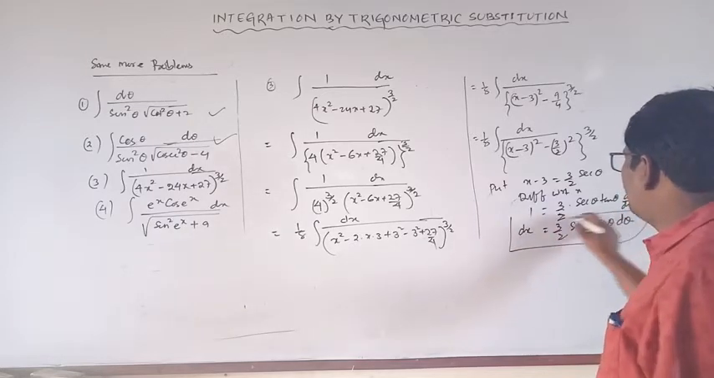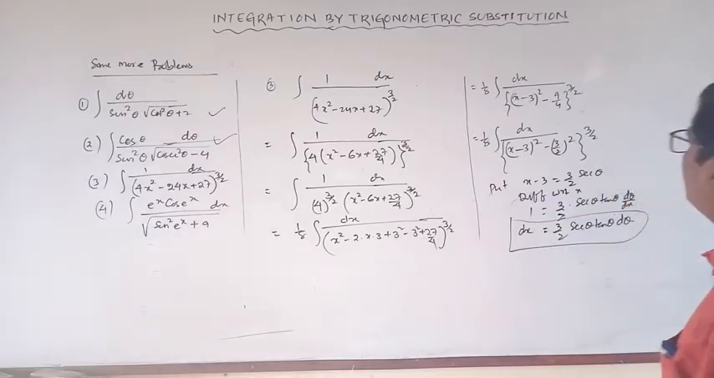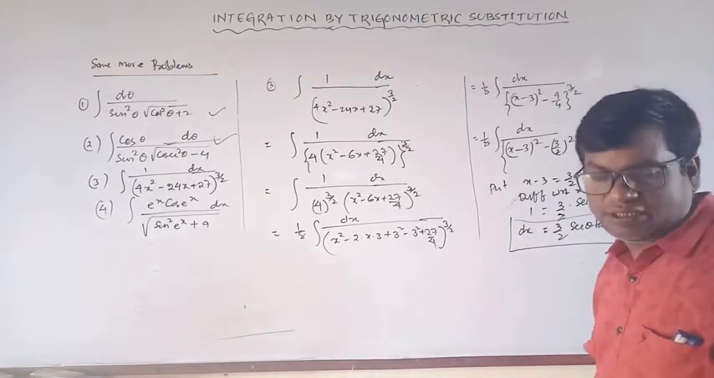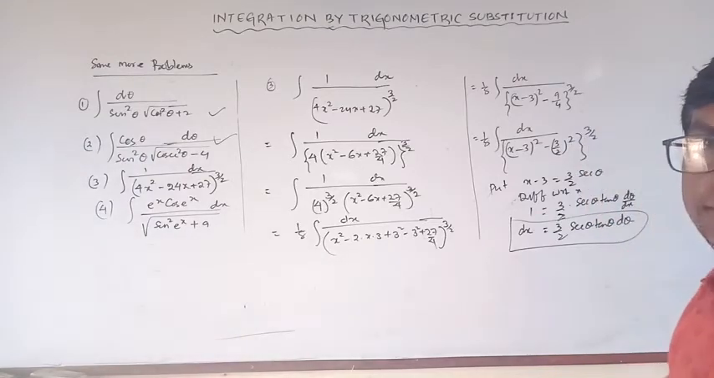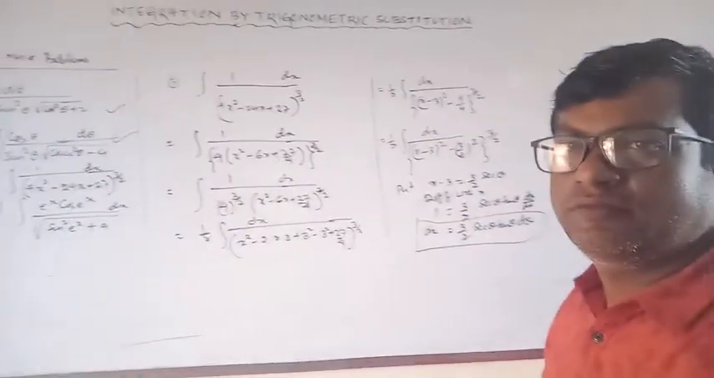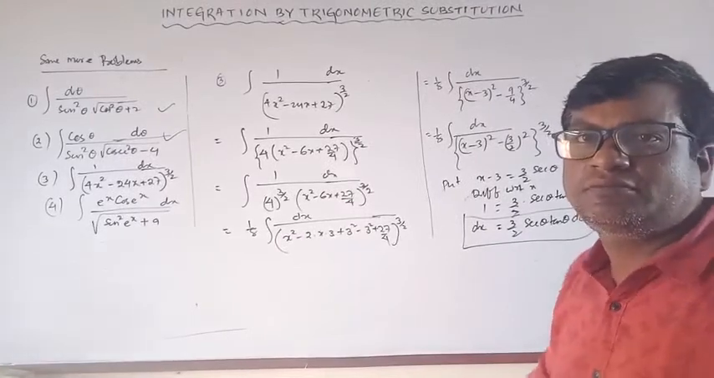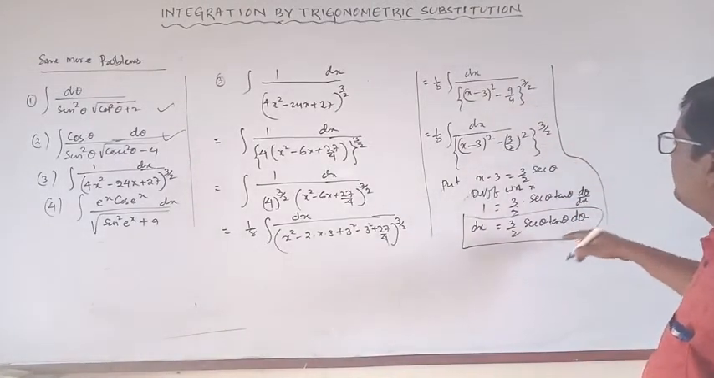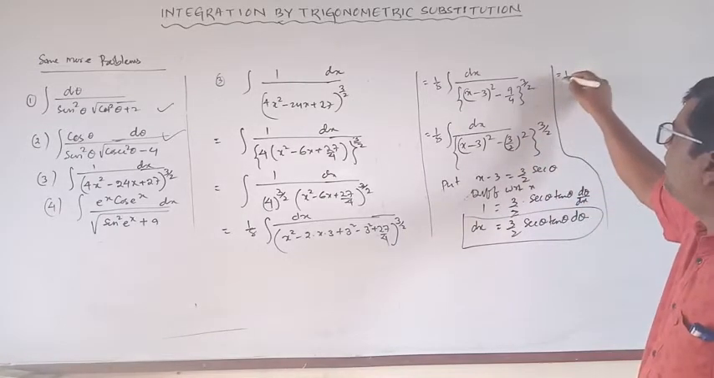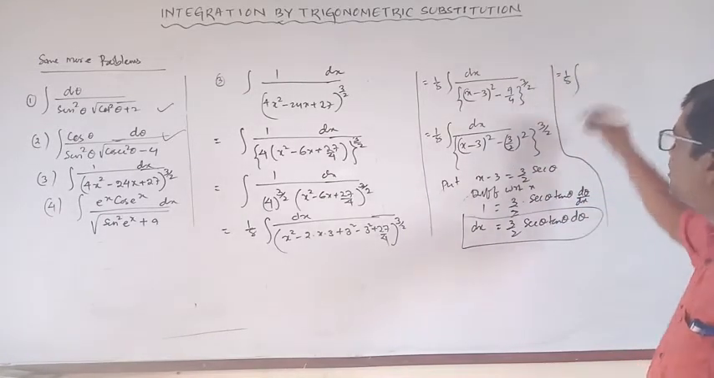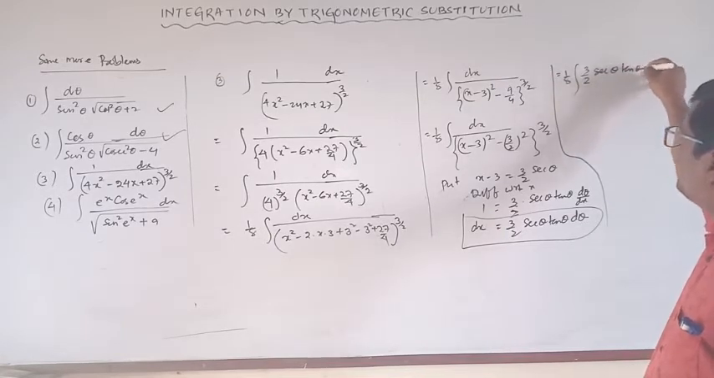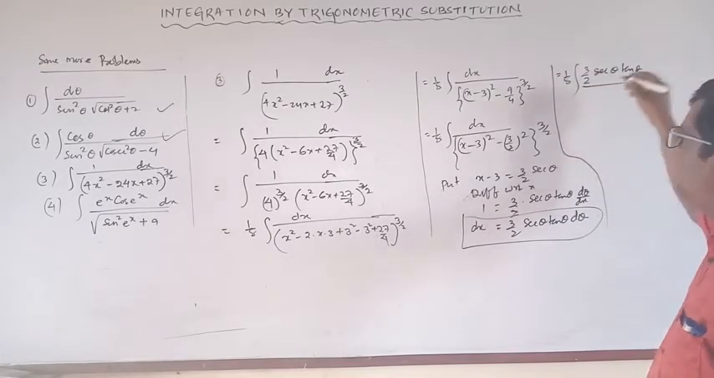This we have to use. So now this is equal to what? The final step is equal to what? dx by 8. dx means what? 3 by 2 sec theta into tan theta divided by what?